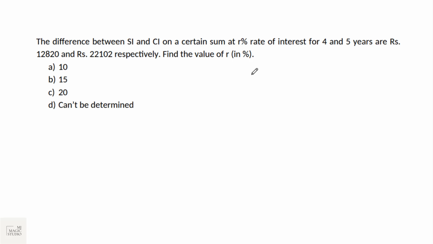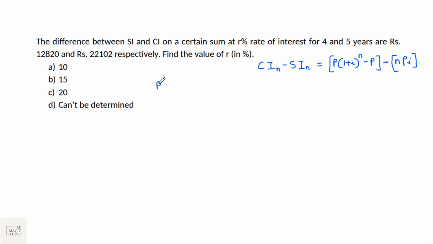The difference between SI and CI. Difference between SI and CI for n years is given by CI for n years, which is P into 1 plus I to the power n minus P. This is CI for n years minus SI for n years, where I is R by 100. Now it is given that difference between SI and CI for 5 years is 22102. So first I am putting n equals to 5.